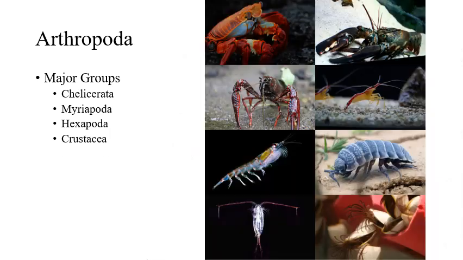Okay, and the last group is the crustaceans. Crustaceans are crabs, shrimp, stuff like that, and then also isopods. Isopods are technically crustaceans. They're just crustaceans that developed on land, which is interesting, right?